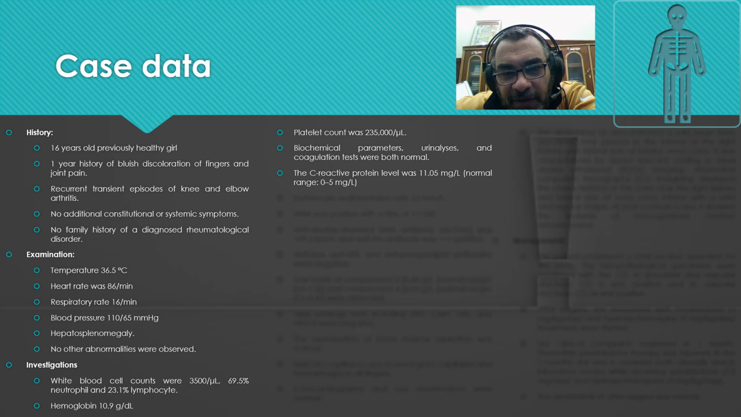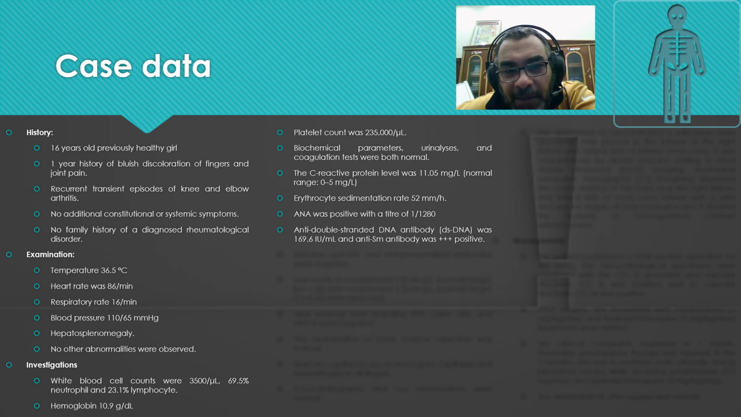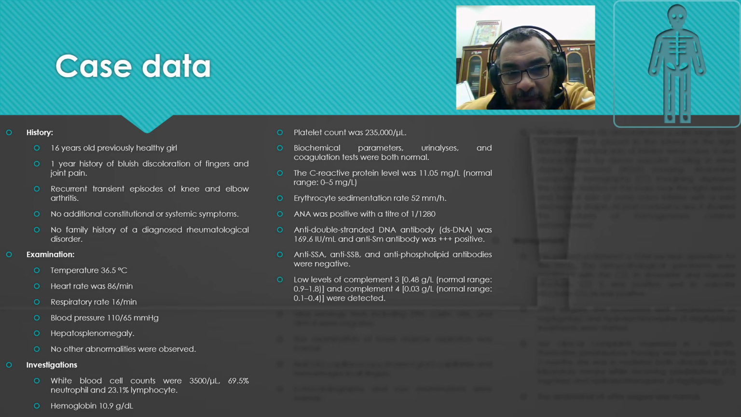C-reactive protein was 11 and the normal is below 5, so mildly elevated. ESR elevated, 52 mm in the first hour. ANA was positive with a titer of 1/1280, a very high titer by immunofluorescence. Anti-double-stranded DNA antibody was positive and anti-Smith was positive. Anti-SSA and SSB, anti-Ro and anti-La, and antiphospholipid were negative. Low levels of complement 3 and complement 4 were detected.